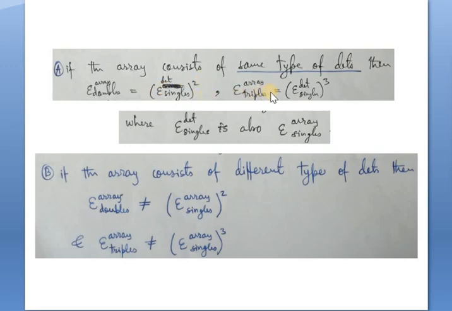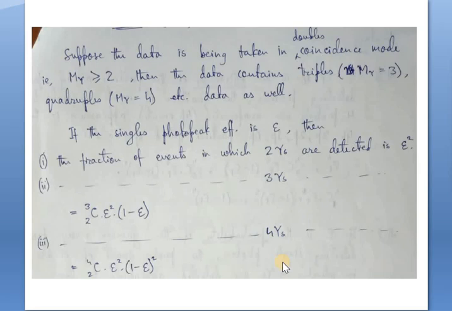The same could be said about the triples efficiency, gamma gamma gamma. However, if the array consists of different types of detectors, then the doubles efficiency will be lesser than that of the singles efficiency. The same can be said about the triples scenario. Any questions? Okay, no questions, right? This is very basic. Now let me go to a little bit more complex case.